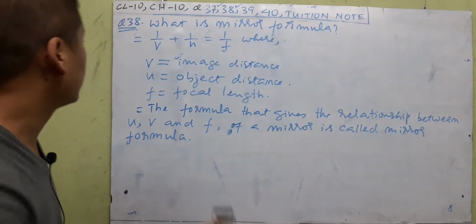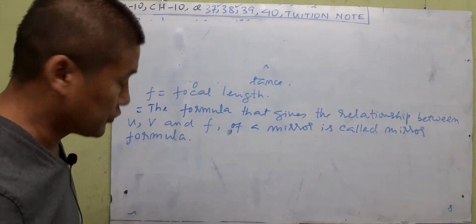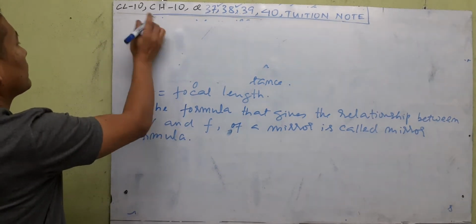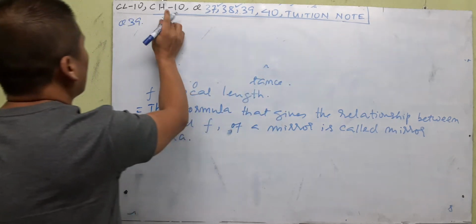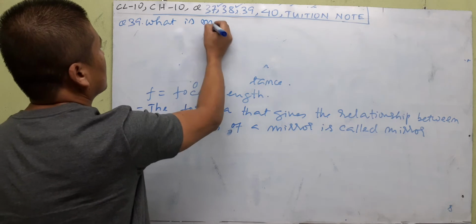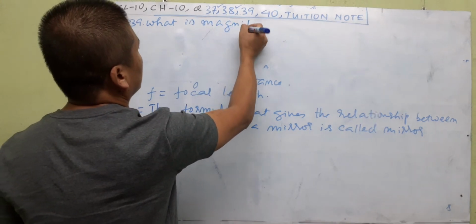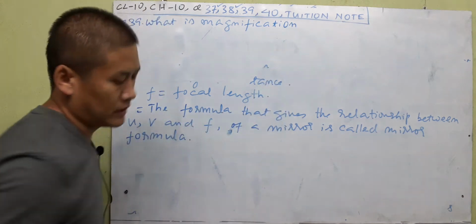Next question, 39. Okay, 39 on your tuition note. Even if you don't have tuition note, it's fine. Just follow by writing and you'll get all the question answers. What is magnification? Magnification. Okay, what is magnification?